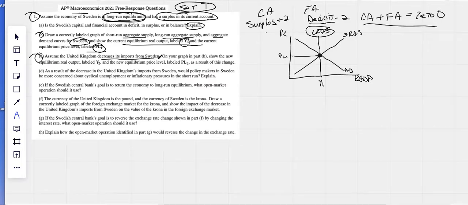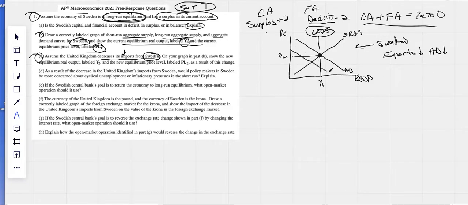C. Assume the United Kingdom decreases its imports from Sweden. Now this is Sweden's aggregate demand and aggregate supply curve graph, right? Then the United Kingdom that trades with Sweden is not buying as much of Sweden's stuff. In essence, the United Kingdom is decreasing their imports, or we could say Sweden's exports are decreasing, which means we know their aggregate demand is going to go down.